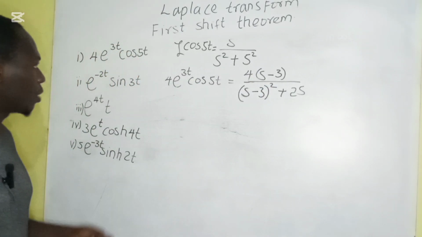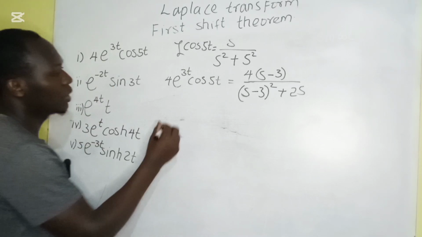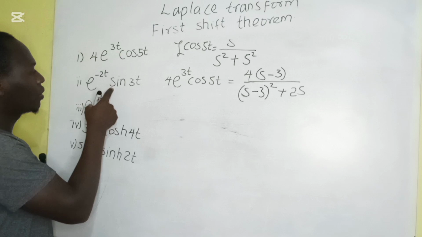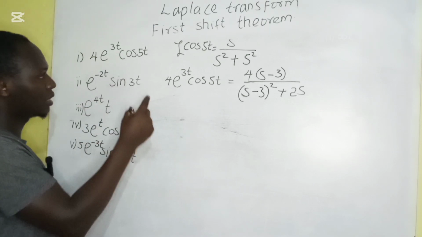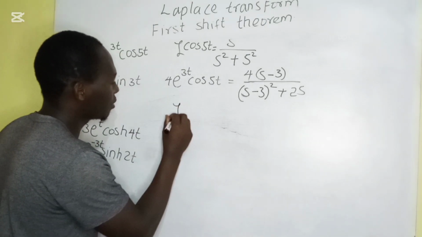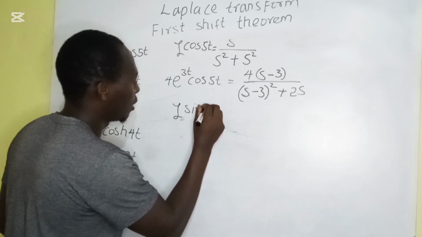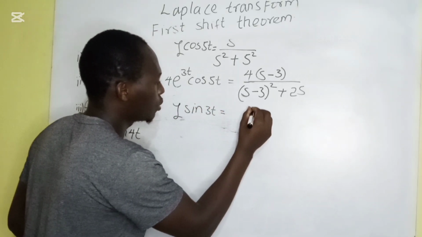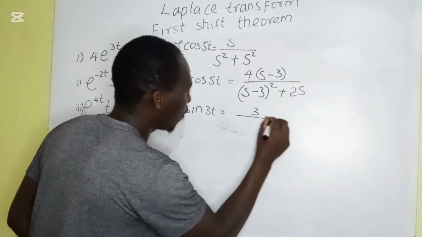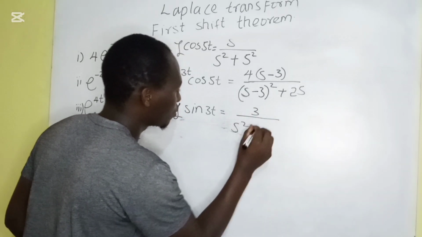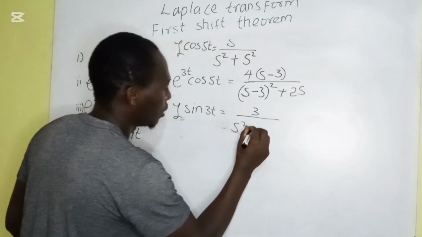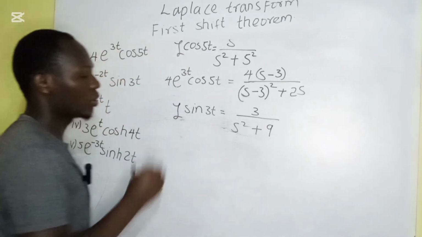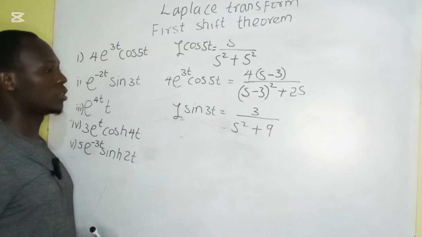Let us now get into our second example. We agreed that the first thing we do is carry out the Laplace transform of sine 3t. When it comes to the Laplace transform of sine 3t, we are going to have 3 all over s squared. We add 9 because we are going to have 3 squared.